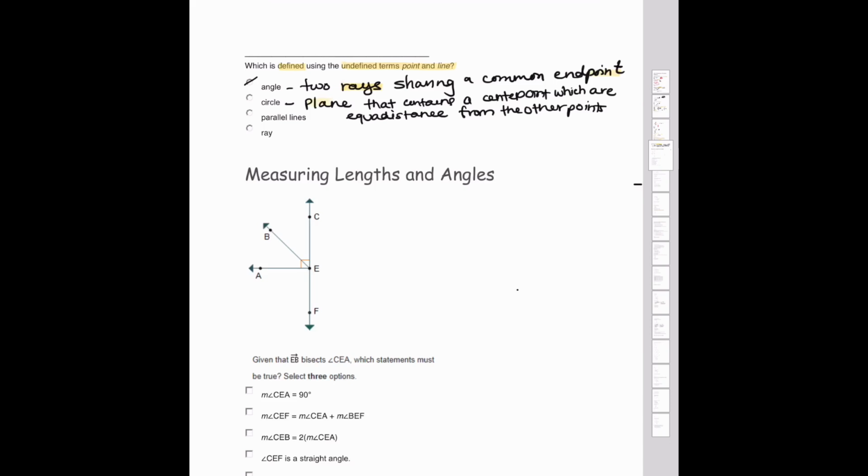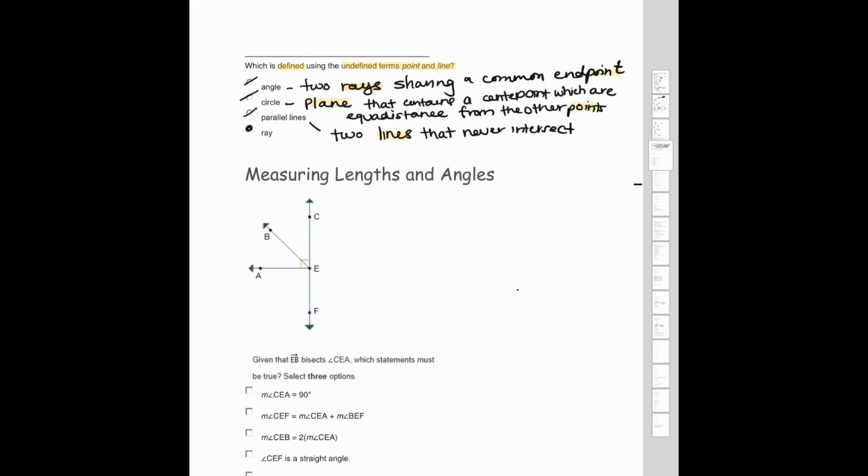Here we see the term ray, and we see the term points, but we do not see the undefined term lines, therefore we can cross that out. Let's look at the definition of parallel lines. Parallel lines are two lines that never intersect. Here, we do see the undefined term lines, but we do not see the undefined term points. Therefore, we can cross that out.